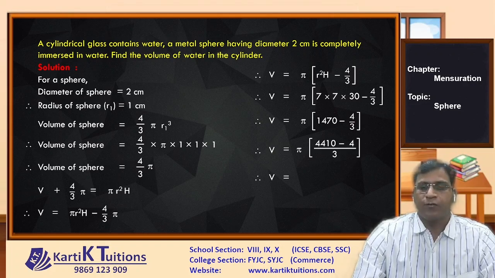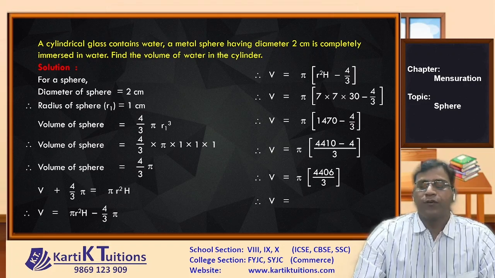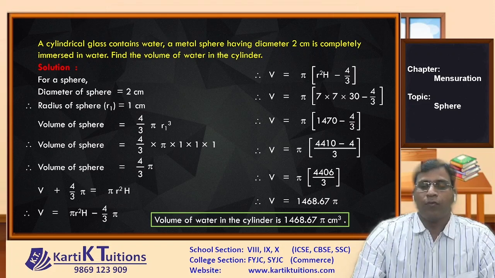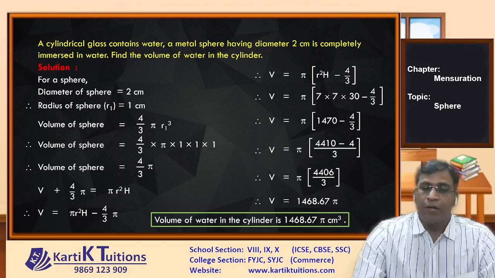So v is equal to pi into 4406 upon 3. Now we are not going to substitute the value of pi, and when you divide 4406 by 3, you will get 1468.67 pi centimeter cube. So the volume of the water in the cylinder is 1468.67 pi centimeter cube. I hope you have understood this sum.